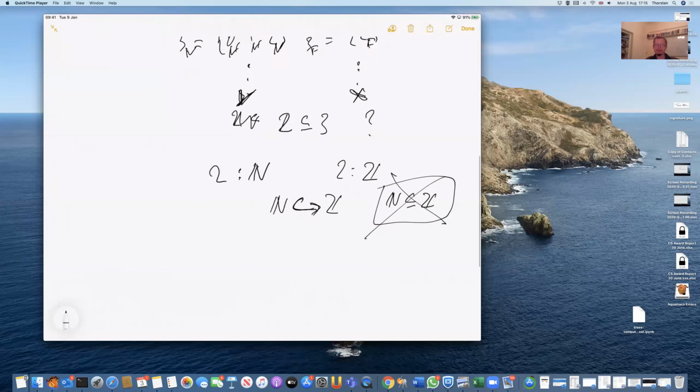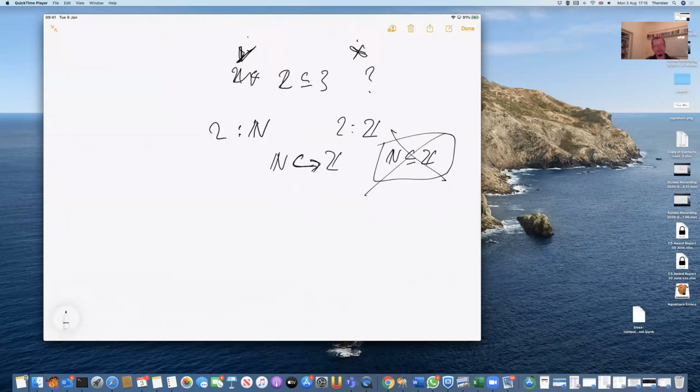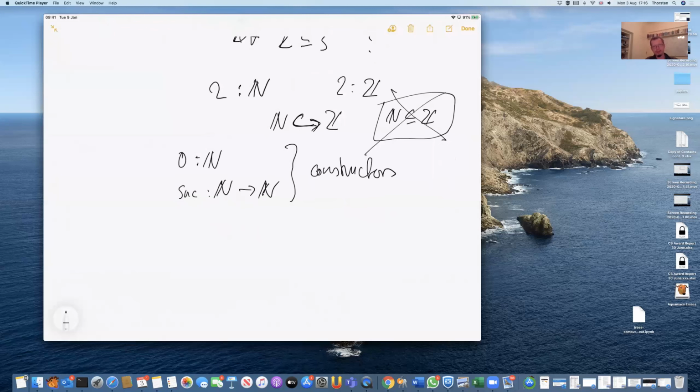But let's go further. In type theory, what are the natural numbers? There are several definitions, but here's one. You say zero is a natural number, and then there is an operation suc, which is a function which, given natural numbers, returns natural numbers. And these are called the constructors. So now the idea is that every natural number is made out of these constructors.